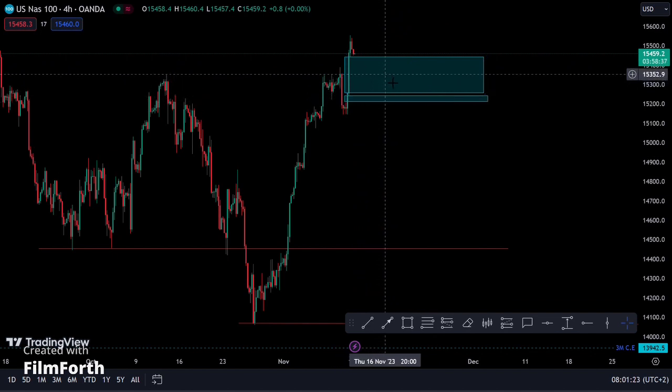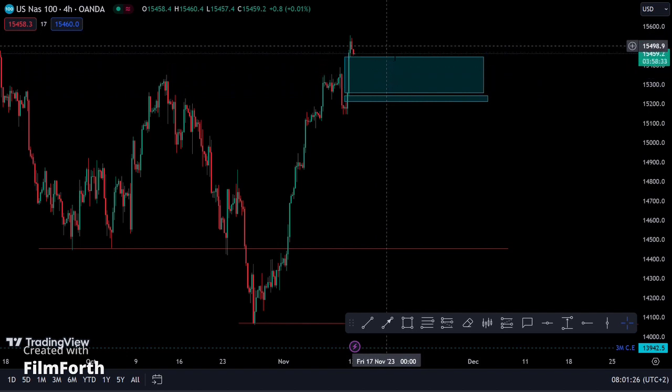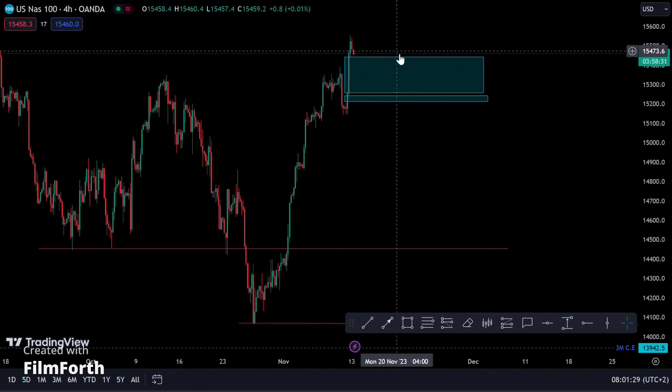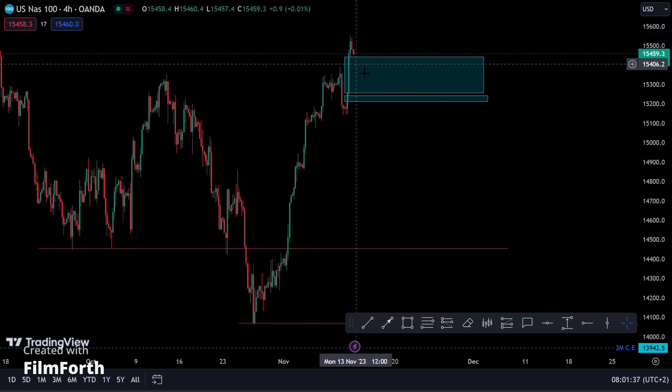When it comes back into my area right here, it will break it. When it breaks it, the retest into this bigger area, that's when I buy. This isn't the 4-hour time frame. Just know that. Let me repeat it again. The market will go down.